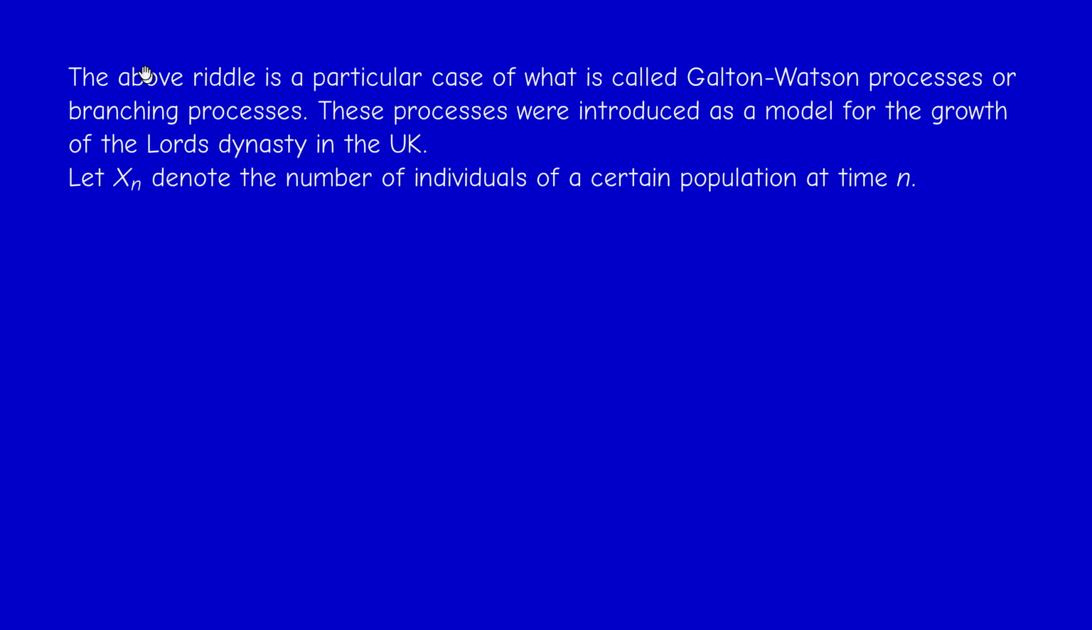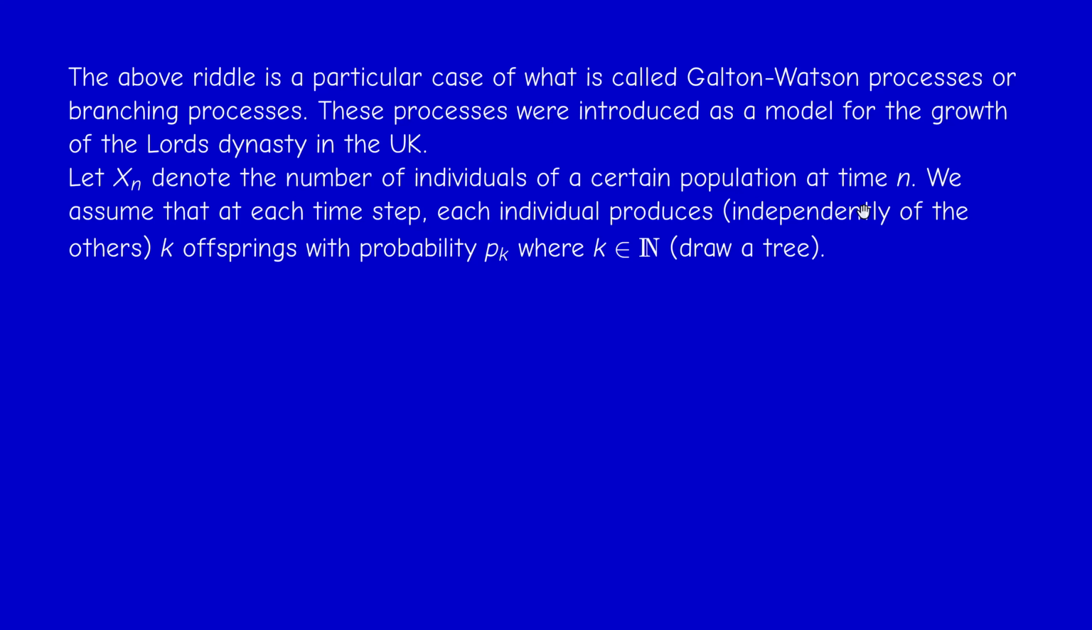So we can analyze this more general problem actually in the same way. If xn denotes the number of individuals of a certain population at time n, and we assume that at each time step, each individual produces independently of the others k offsprings with probability pk. In the riddle, we had p0 equal p1 equal p2 equal p3 equal 1 over 4. But this was a particular case.